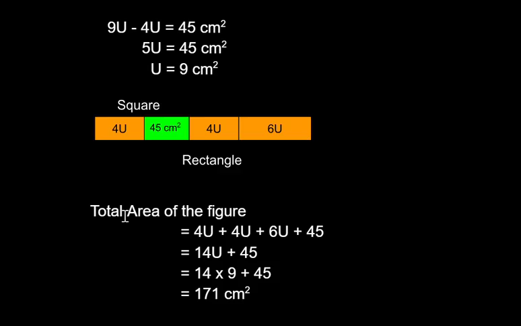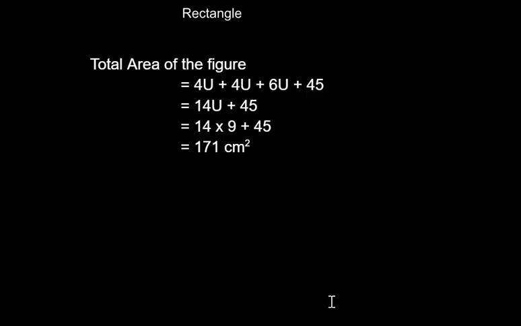So the total area of the figure is 4u plus 4u plus 6u plus 45. And we know that 4u plus 4u plus 6u gives you 14u, and we know that u is equal to 9 centimeters square. So 14 times 9 plus 45 will give you 171 centimeters square. Okay, hope that helps.